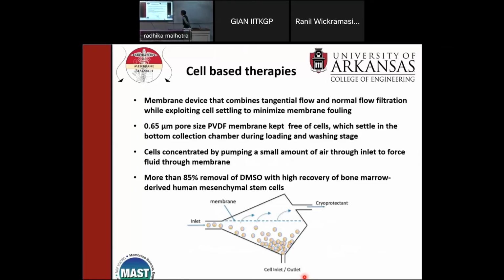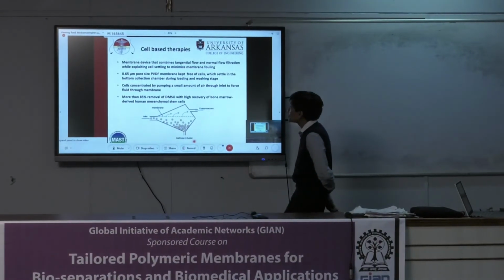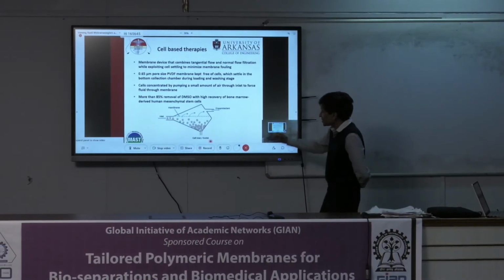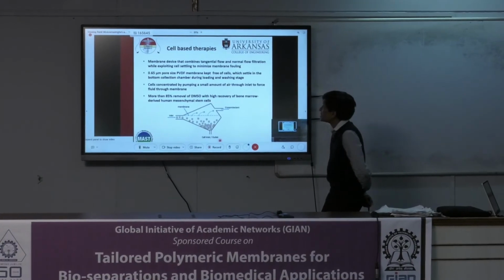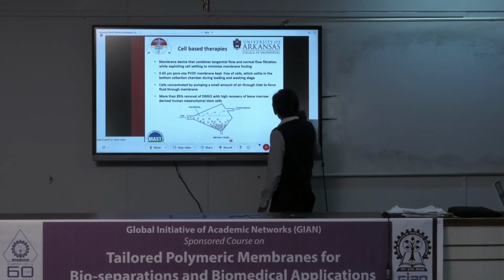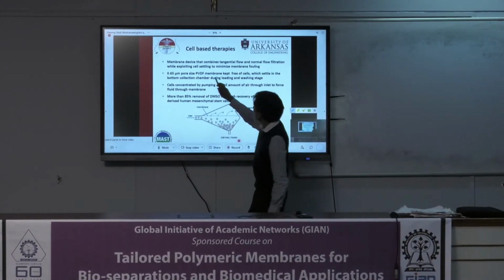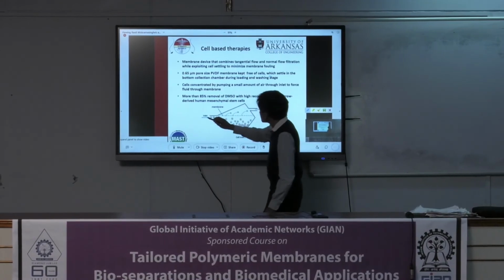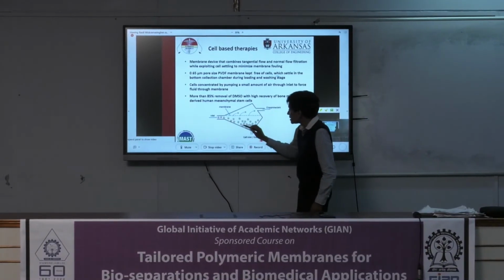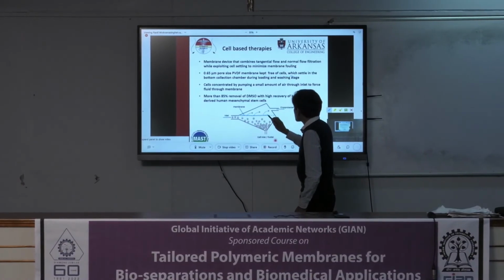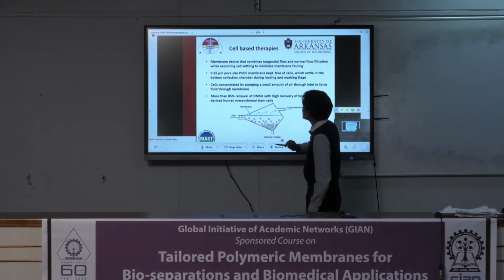Membrane device that combines tangential flow and normal flow filtration while exploiting cell settling to minimize membrane fouling. So this is an interesting device. 0.65 micron pore size PVDF membrane is used here. It's kept free of cells which tend to settle at the bottom. So you have this thing here, and the cells being more dense tend to settle at the bottom. Okay, this is your 0.65 micron pore size PVDF membrane.